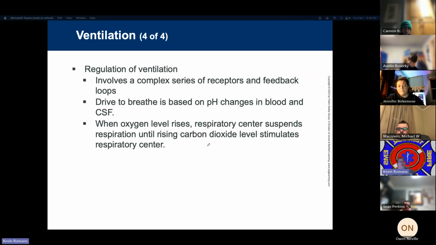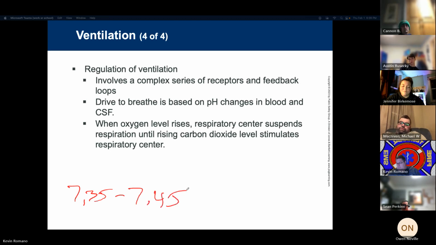All right, so regulation of ventilation. This involves a complex series of receptors in the feedback loops. We're going to get to this in a moment here. All right, so the drive to breathe is based on pH changes, right? So our pH being normal would be what? You need to know these numbers. 7.35. That's our normal range, okay?